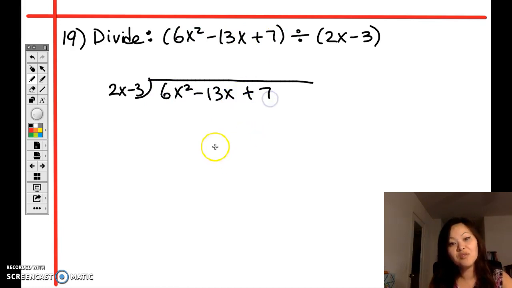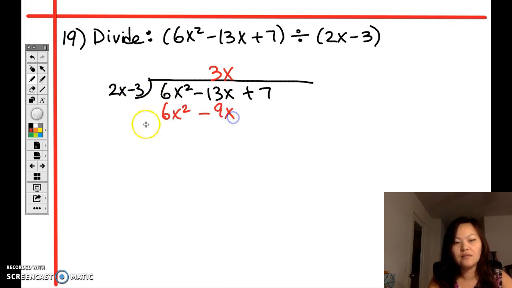And I know, remember we took crazy long notes on this one. So we're just looking at 2x and 6x squared, okay? So we gotta multiply those two. 2x times what becomes 6x squared? Yep, 3x. So multiply the 3x times 2x, which is 6x squared. Multiply -3 to 3x, -9x.